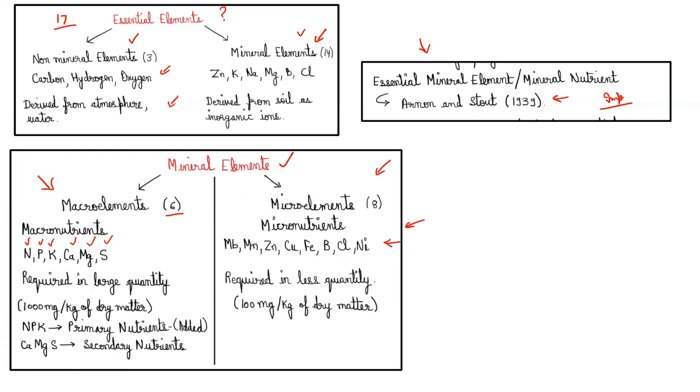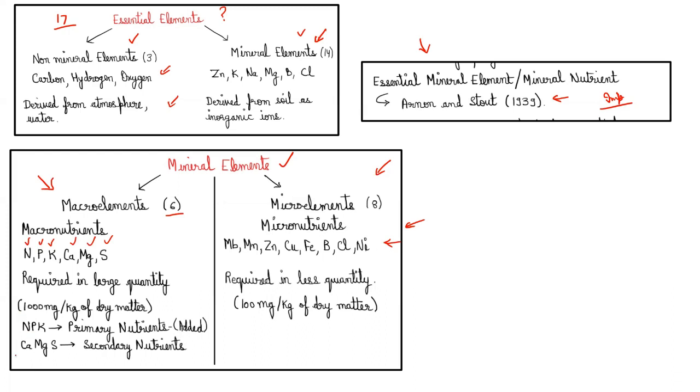You must have heard about NPK fertilizer, that is greatly used in the agricultural field. So all these three elements come under macro elements. So these are macro elements. That's why they are required in large amounts.